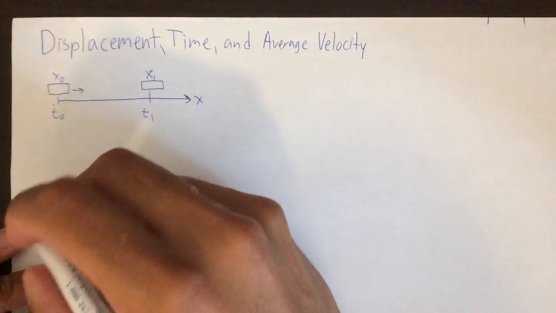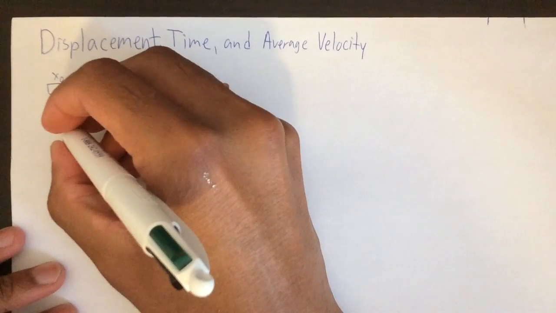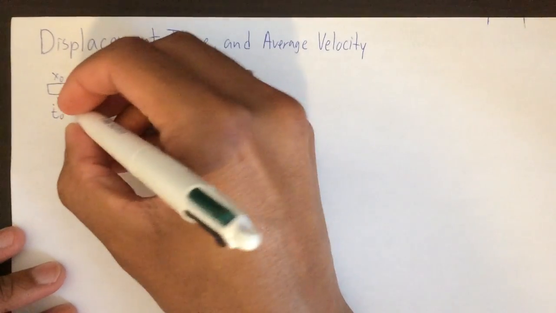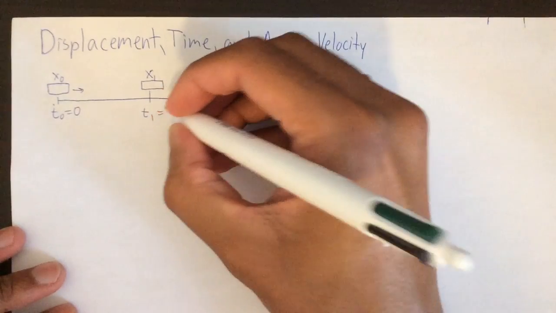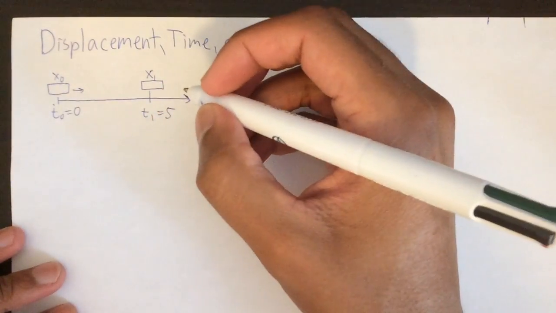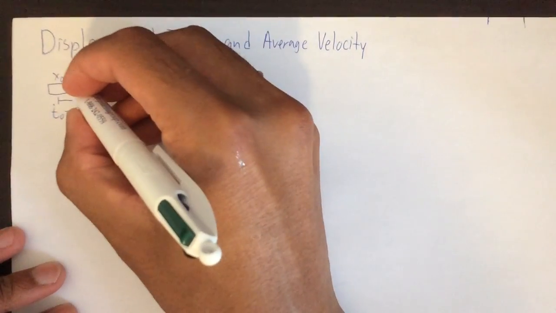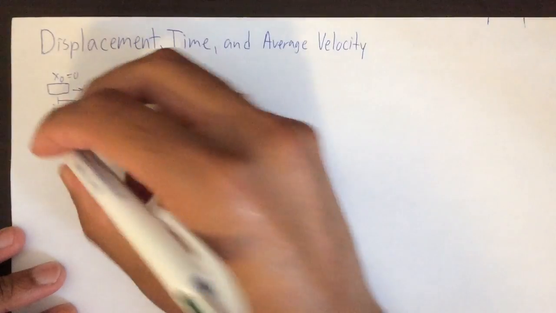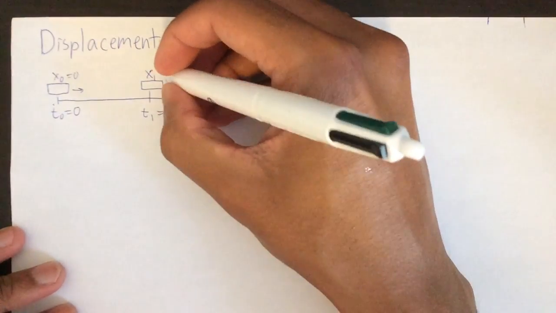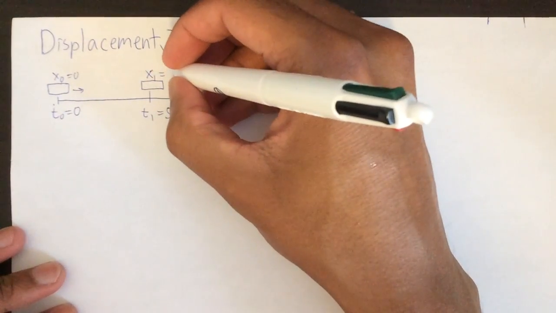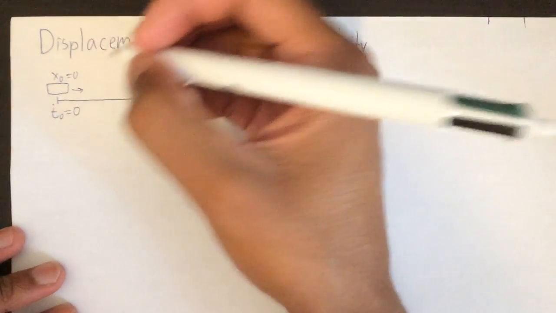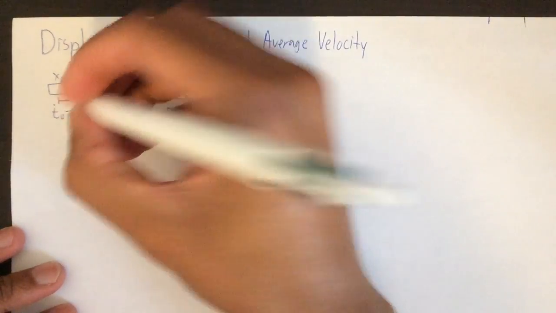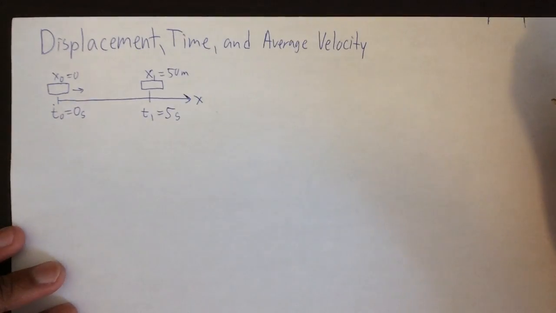And let's say, for argument's sake, that t naught is equal to 0, so at time t equals 0, let's say t1 is equal to 5 seconds, and let's say x naught is equal to x equals 0 on this x-axis, and x1 is equal to 50 meters, and let's make this seconds. So what is the displacement?